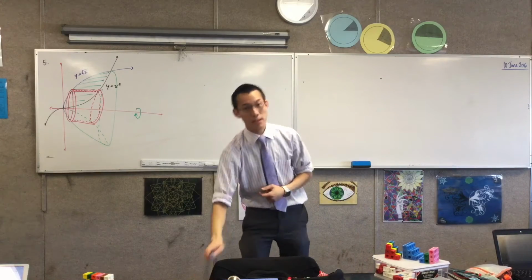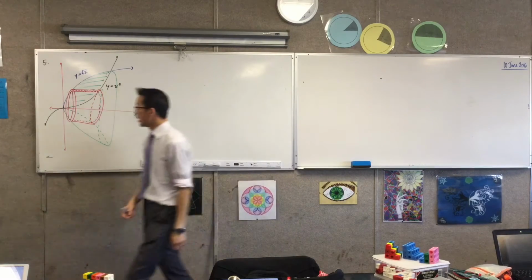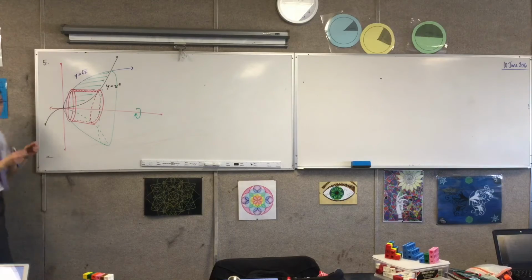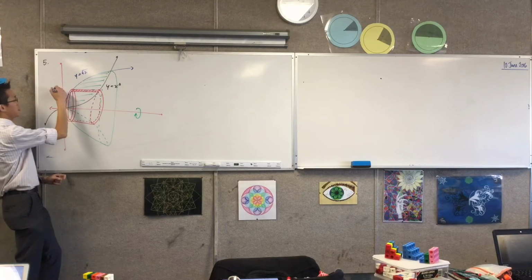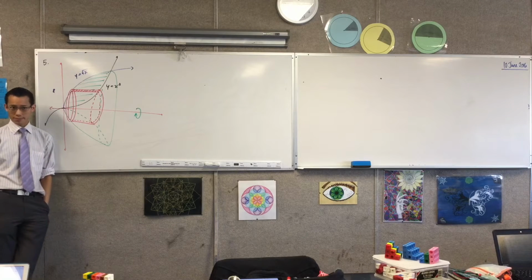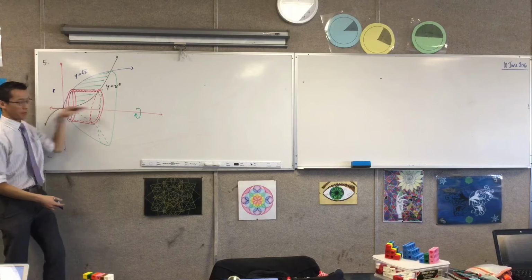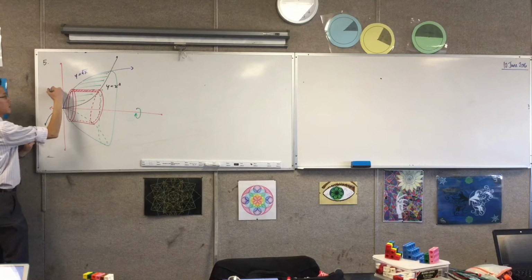Now, I need some pieces of information on this. For the volume of a cylindrical shell, the easy part is to work out the thickness of it. That's going to be something like this. Which axis is my thickness going along? It's the y-axis, right? Because it's parallel here. So this is going to be our delta y.